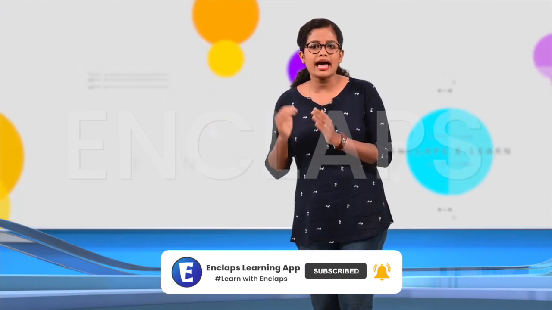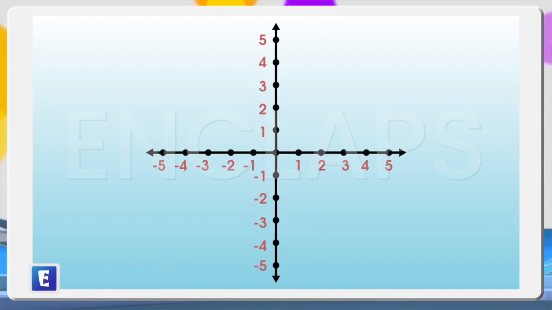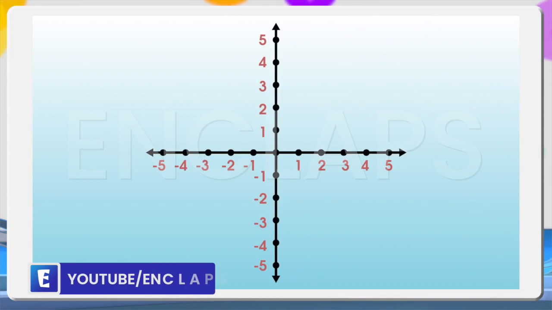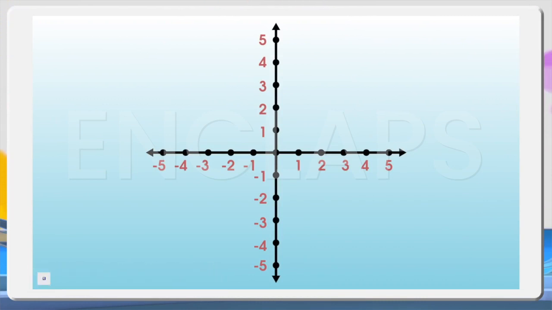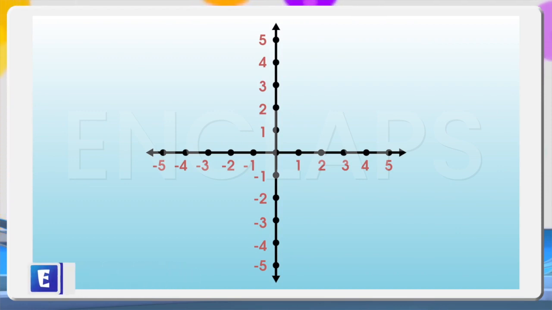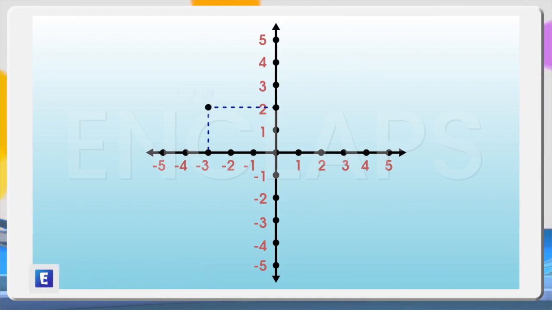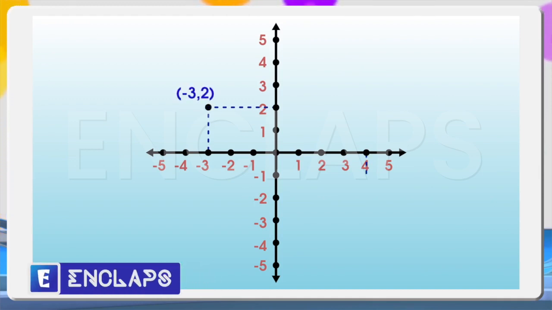Once we have drawn the axis and marked distance along them, how do we mark points using coordinates? Let's see. First, draw the x-axis and the y-axis in such a way that they are perpendicular to each other. Then, mark equally spaced points on them. See how a point with coordinates -3, 2 is marked. The point with coordinates -3, 2 is the intersection of perpendiculars from the point marked -3 on the x-axis and the point marked 2 on the y-axis.